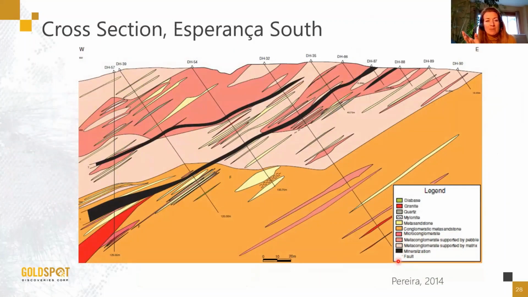So this is an example of one of the earlier cross sections at Esperança South. We're looking north here. We have west to the left-hand side of the screen and east to the right-hand side of the screen. And you can see that it's tricky. We have many layers, and a lot of them are more like lenses, and there's not a lot of continuity, and they pinch out all over the place. And on top of that, we have the challenge of trying to model this nuggety gold deposit. So you can imagine what a nightmare it would be to try and model this or create a resource estimate.